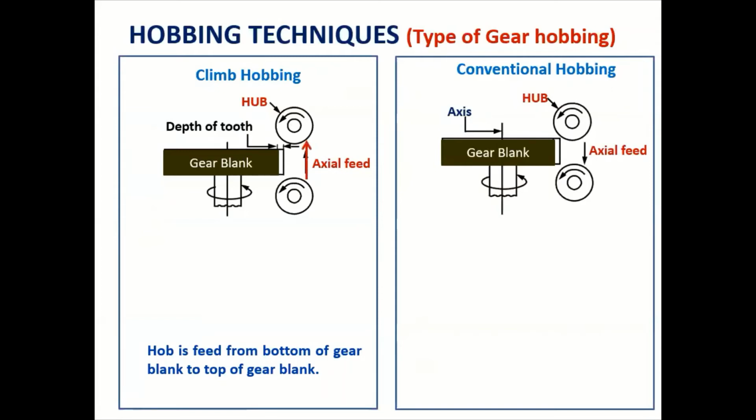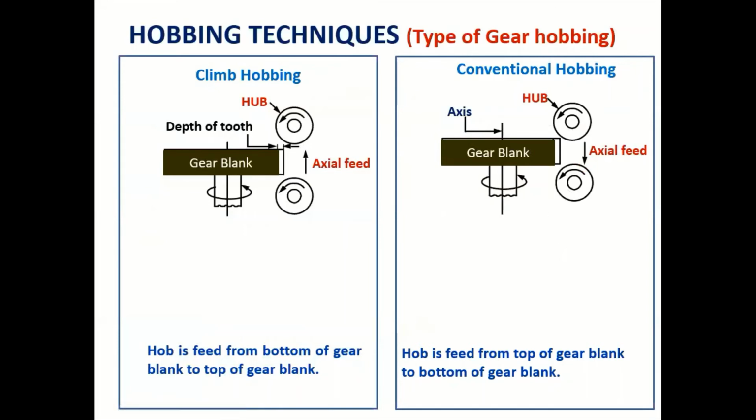Is it clear? From the bottom of the gear blank to the top of the gear blank, the cutter feeds. In conventional hobbing, it is just the opposite. The hob is fed from the top of the gear blank to the bottom of the gear blank. You can see here, this cutter is now moving from the top of the gear blank to the bottom, and the feeding takes place.